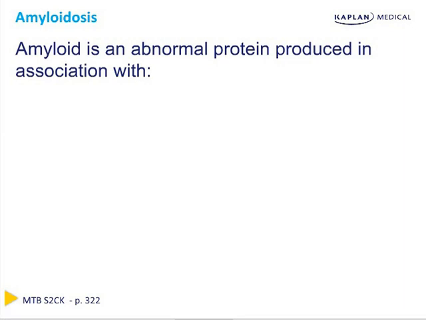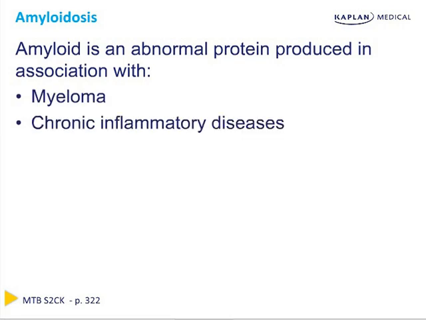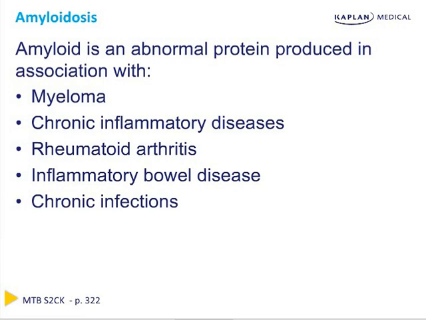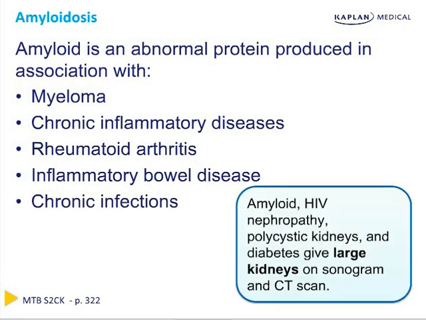Amyloidosis is another cause of glomerular disease. Remember that amyloid is an abnormal protein that's produced in association with several systemic diseases. The most common is multiple myeloma, but it's also produced in the setting of chronic inflammatory diseases, autoimmune diseases like rheumatoid arthritis, inflammatory bowel disease, and chronic infections. Amyloid, as well as some other kidney pathologies like HIV nephropathy, polycystic kidneys, and diabetic nephropathy, give a characteristic finding of large kidneys on sonogram and CT scan.